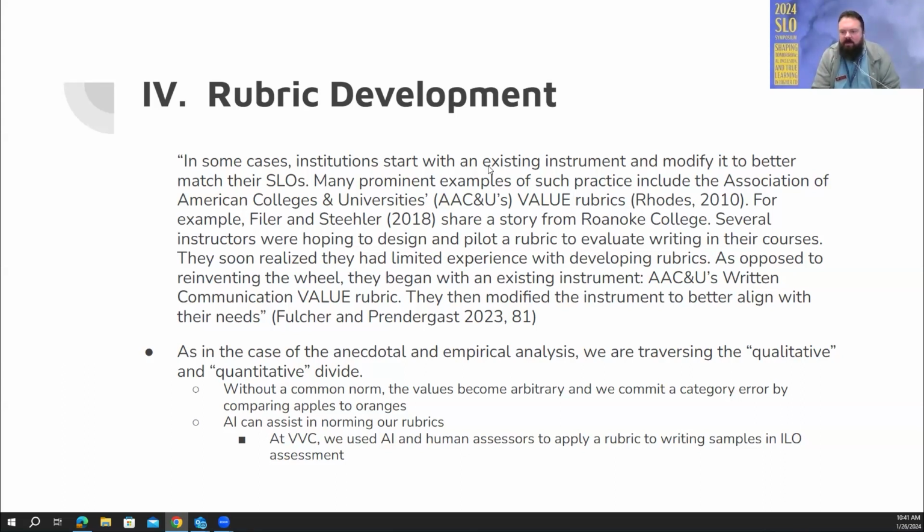And one thing that might be interesting is to take a common rubric and then work with AI to modify it to better align with a particular course, a particular assignment, and the way a certain SLO is worded in terms of Bloom's taxonomy. So that's something that we were thinking about in terms of moving forward to help assist our faculty in the development of these rubrics.